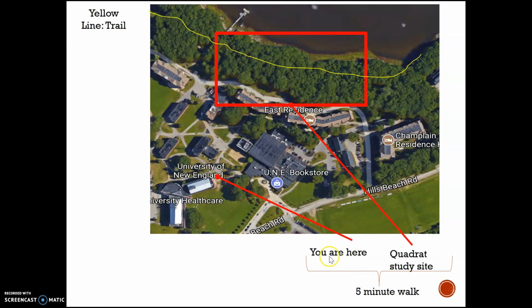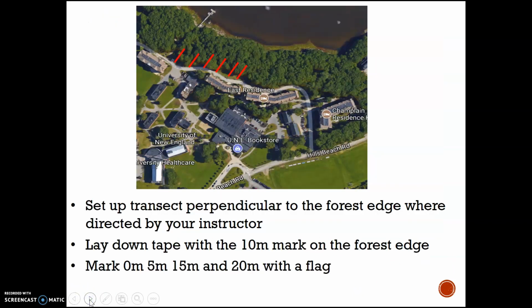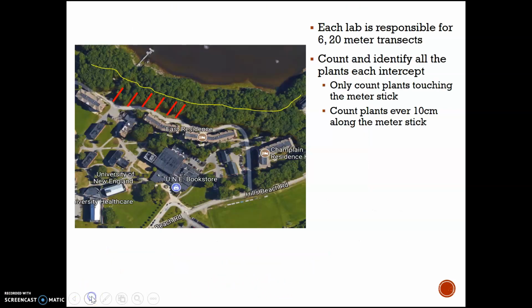So again, we're going to be working out behind the east residence. We're actually going to be meeting out there. We're going to set up your transects perpendicular to the forest edge, and your instructors are going to show you where that's going to be. You're going to lay down a tape with the 10-meter mark on the forest edge and mark out 0, 5, 15, and 20 meters with flagging.